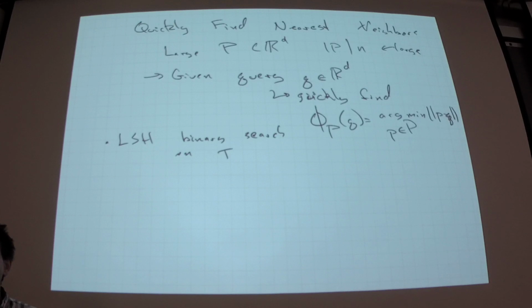LSH is not always the best thing to use here. In super high dimensions, this is often pretty good, and it's general to a lot of types of distances, but it's not the only thing to use.